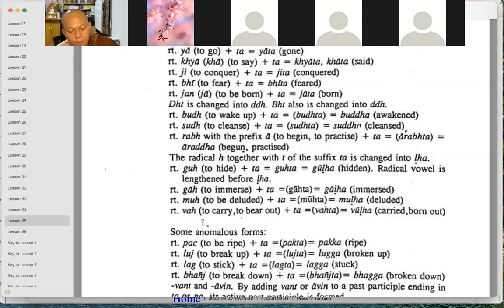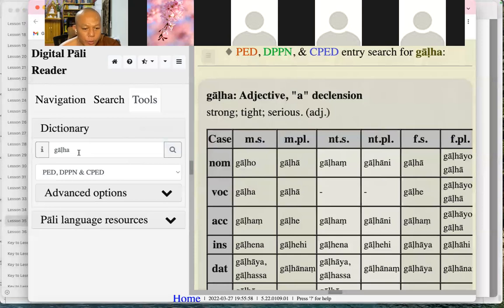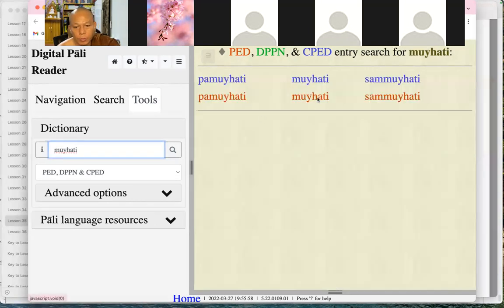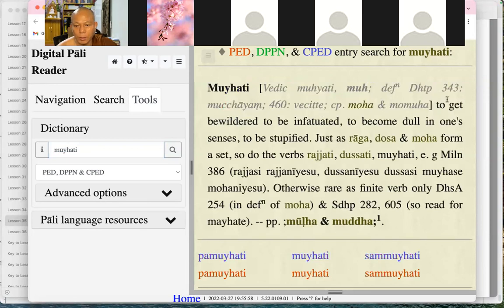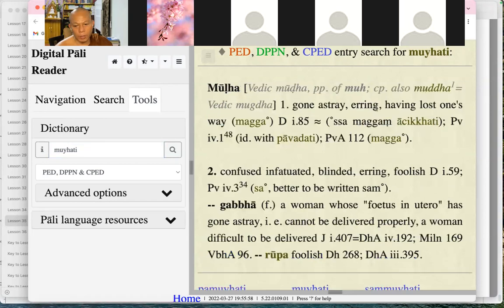And then muha. So for muha we use mosheti, to be bewildered, to be infatuated, to be deluded, also to be stupefied. Okay, its past participle is here. Mula. Mula is gone astray or lost, and based on the content we confuse, infatuated, blinded. So in this way.